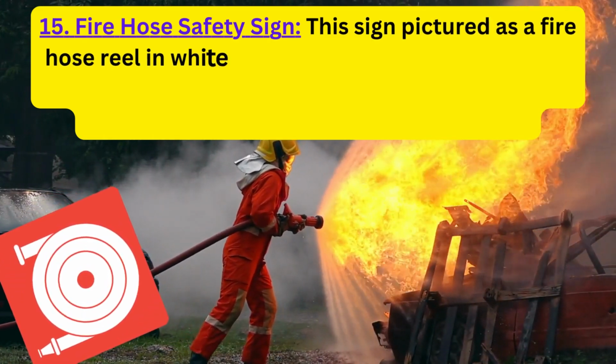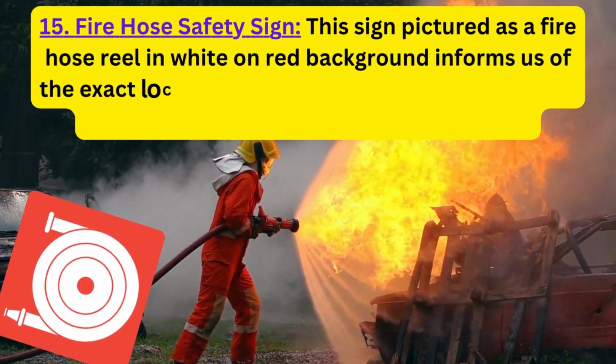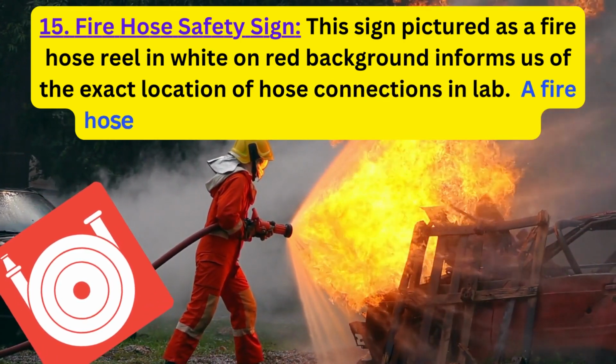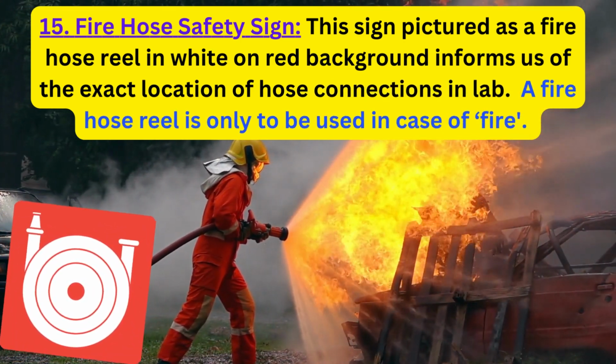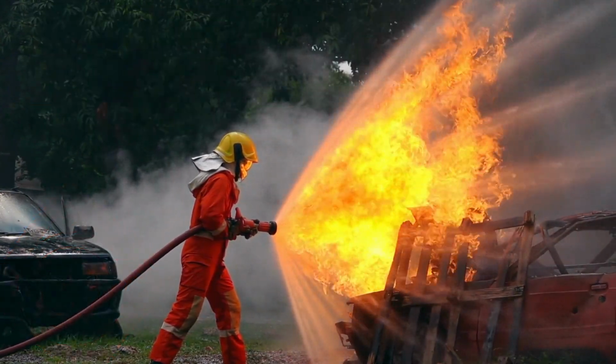15. Fire hose safety sign. This sign, pictured as a fire hose reel in white on a red background, informs us of the exact location of hose connections in the lab. A fire hose reel is only to be used in case of fire.